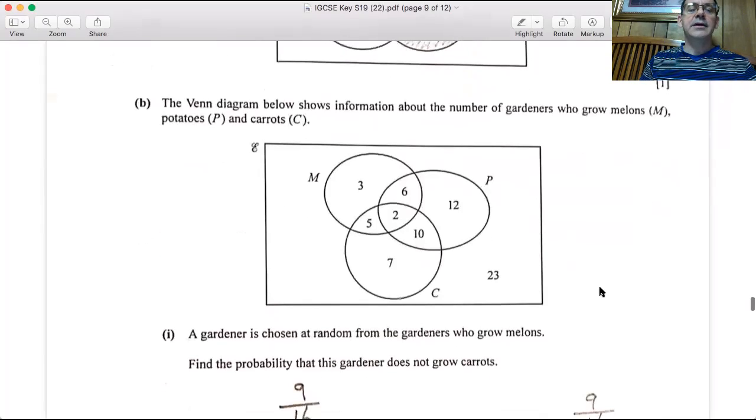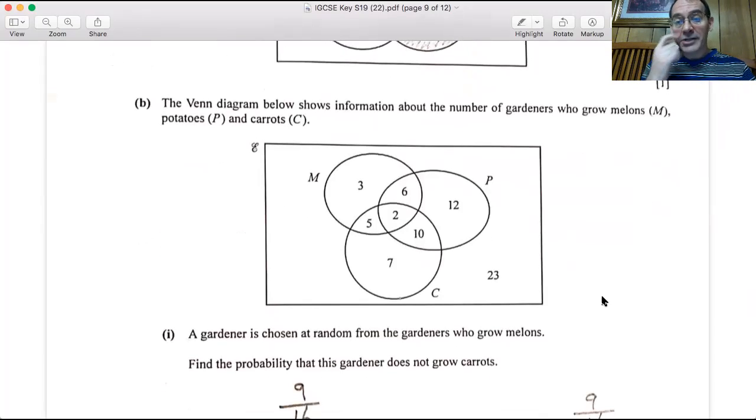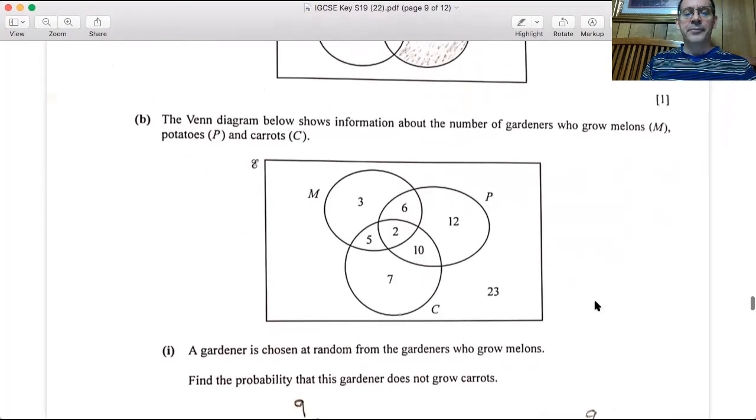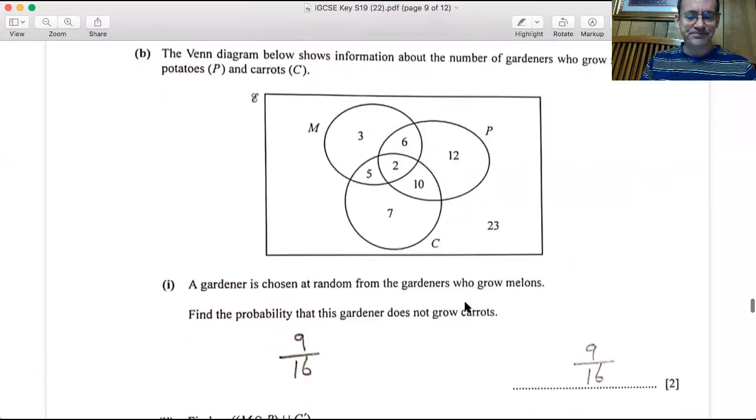Then letter B, the Venn diagram shows some information about the number of gardeners who grow melons, potatoes, and carrots. So we have 23 gardeners that don't grow any of these. We have some gardeners that grow melons only, or melons and potatoes, or melons and carrots, or all 3 of them. There's 2 that grow all 3 of those. And you see 10 grow potatoes and carrots.